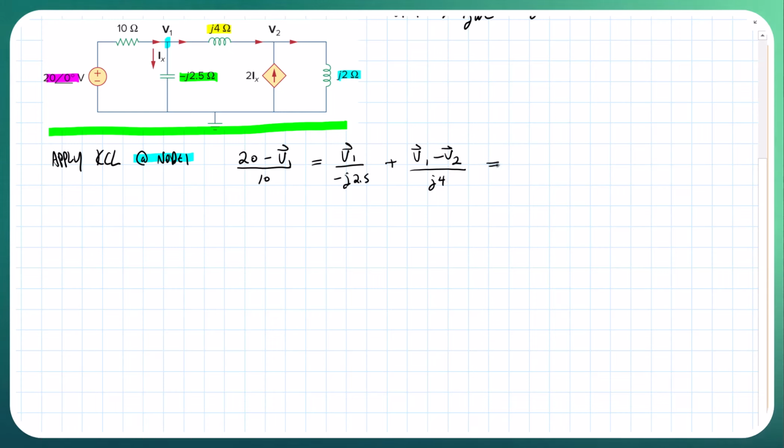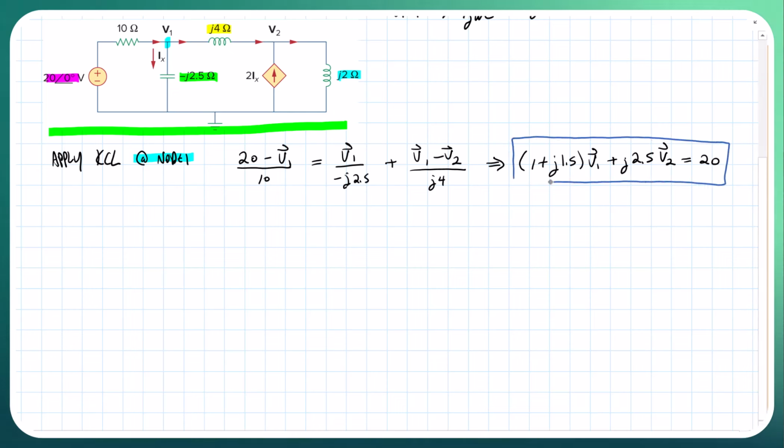And then we can rearrange this equation, and we come up with 1 plus j1.5 V1 plus j2.5 V2 is equal to 20. Alright, so let's hold on to this equation here. We're going to use this to come up with our final solution.